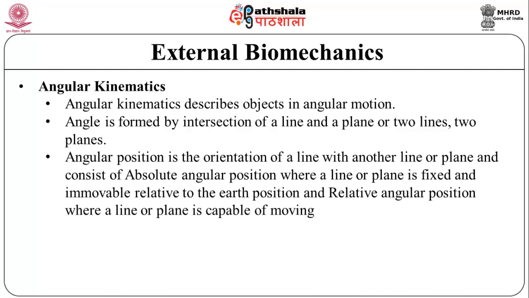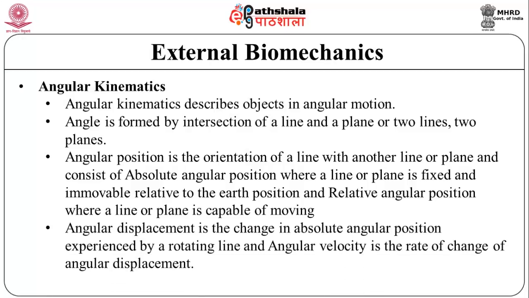Angular position is the orientation of a line with another line or plane and consists of absolute angular position, where a line or plane is fixed and immovable related to the earth position, and relative angular position, where a line or plane is capable of moving. Angular displacement is the change in absolute angular position experienced by a rotating line, and angular velocity is the rate of change of angular displacement.